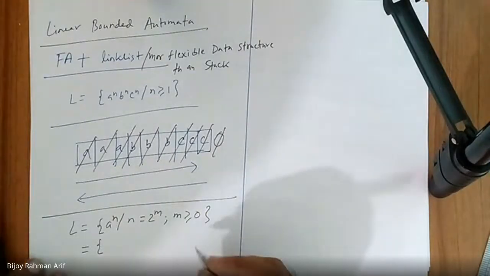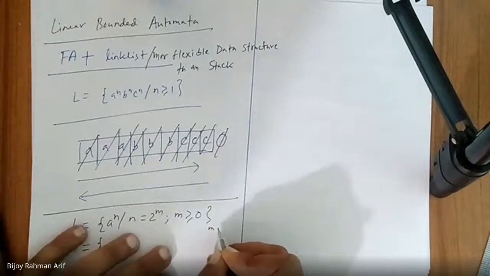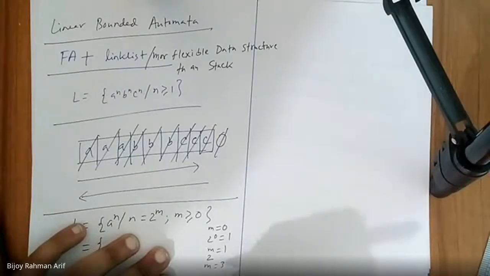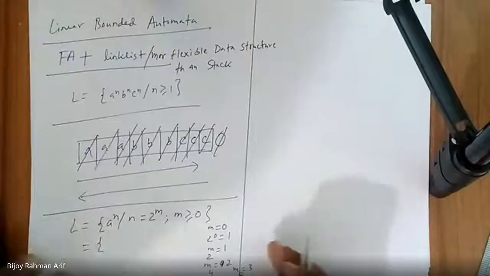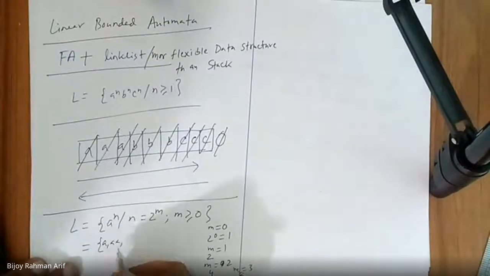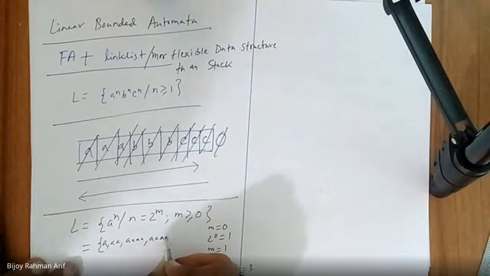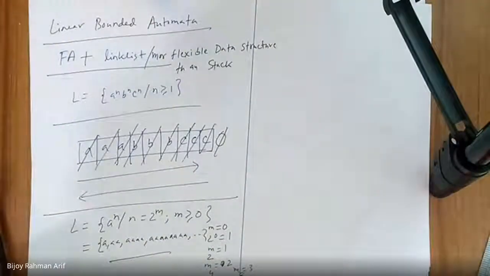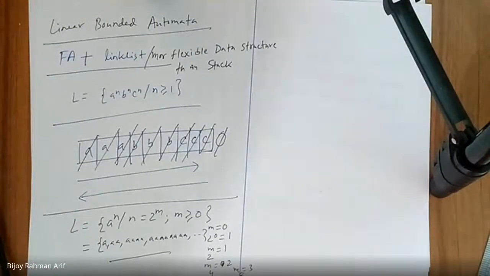When m equal to 0, then 2 to the power 0 equal to what? When m equal to 1, 2. When m equal to 2, 4. m equal to 3, 8. So it is something like this: A, A, A, A, A, A, A, A, and so on. This way the number of A is increasing exponentially.